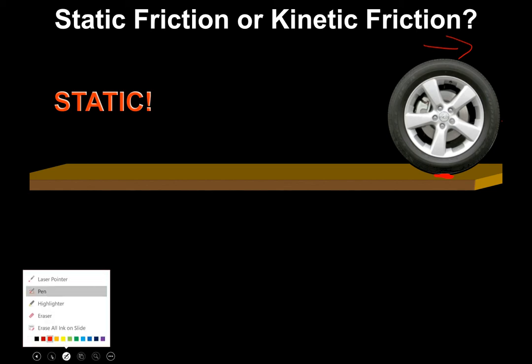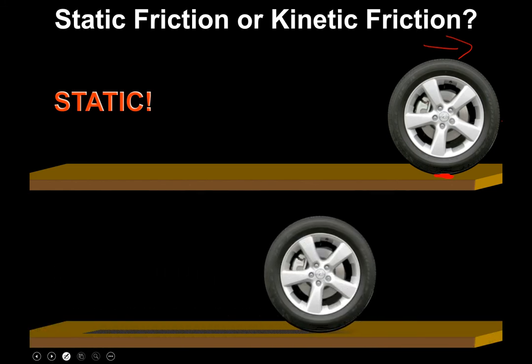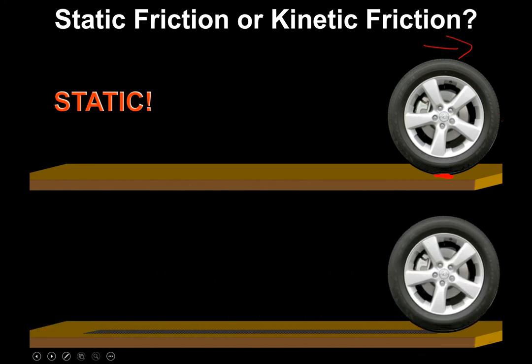Now, in this case, that will end up being kinetic. The reason it's kinetic, again, is that it's sliding across the two surfaces. So anytime you're skidding in your car, that's kinetic. Anytime the car is moving properly, that's static.